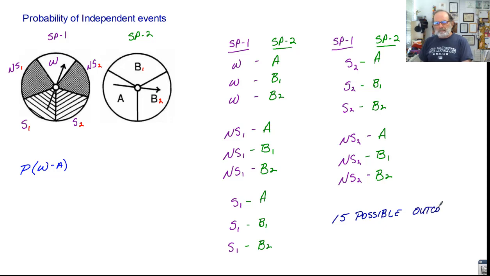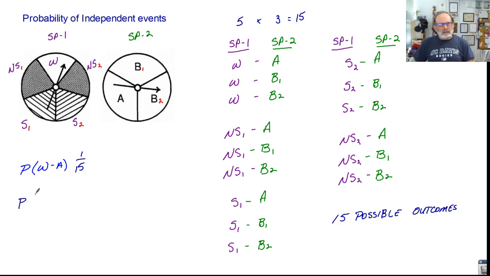Well, that makes sense because there are 5 possible outcomes on spinner 1 and 3 possible outcomes on spinner 2. That's our shortcut way of knowing the number of things possible. If there are 5 things on the first one that can happen and 3 on the second one, that creates 15 combined possible outcomes. So then back to our original question, what's the probability of spinning white and A? White and A shows up 1 time out of the 15 possible.